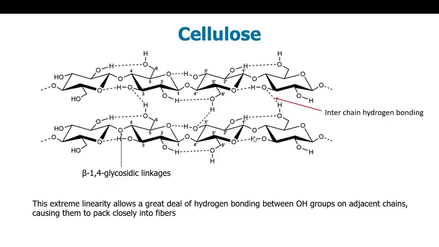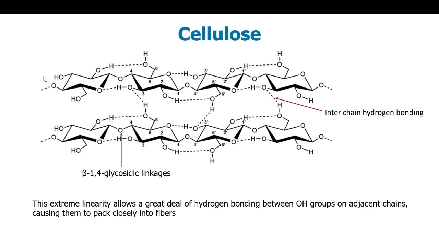Now, if we look more closely at the cellulose structure, cellulose is also made up of glucose. But in cellulose, these glycosidic linkages are actually beta 1,4 glycosidic linkages. And there is also formation of interchain hydrogen bonds.